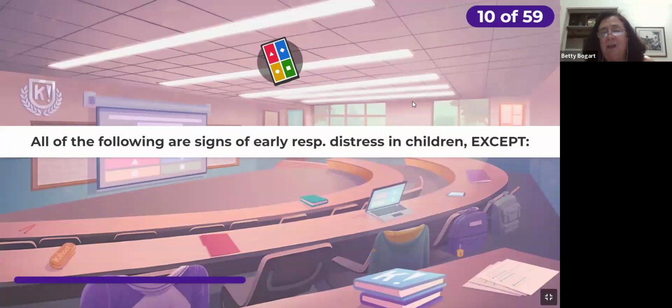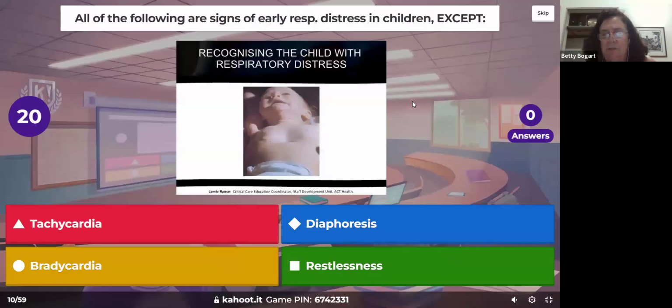All of the following are signs of early respiratory distress in children, except... I like to do a lot of the except questions. It makes you think which one isn't right. That means you have to know what the symptoms are.